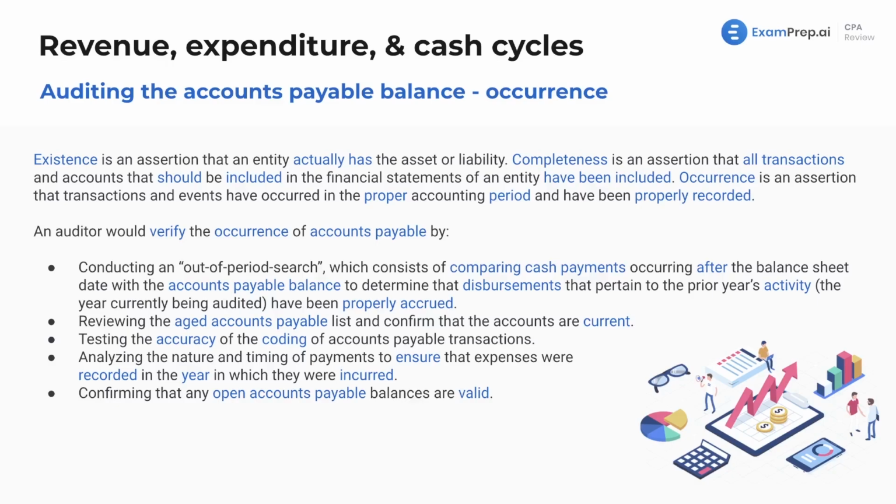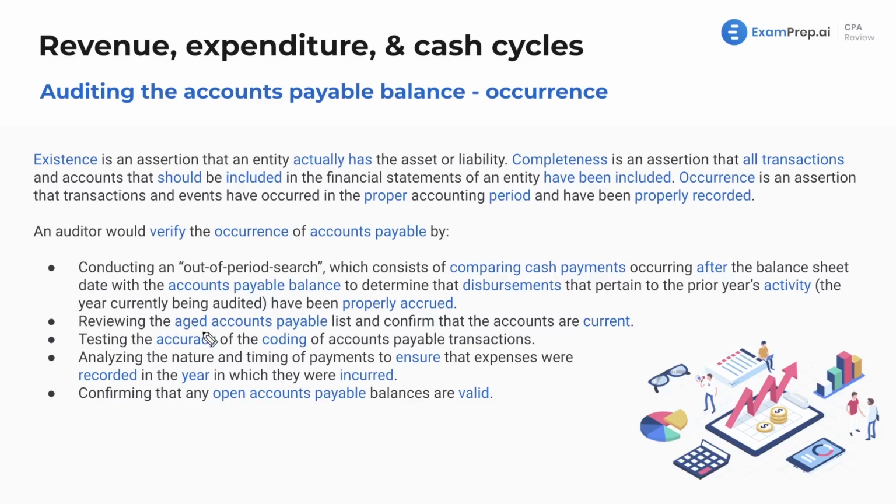We're going through, and now we're moving on to occurrence for accounts payable. How would an auditor verify the occurrence of accounts payable? First, we would conduct an out of period search. Now, what is that? This consists of comparing cash payments occurring after the balance sheet date with accounts payable balances to determine that disbursements that pertain to the prior year's activity have been properly accrued. So essentially it's a cutoff situation, comparing those cash payments after the balance sheet date to make sure that those were not trying to pay down liabilities that pertain to the prior year.